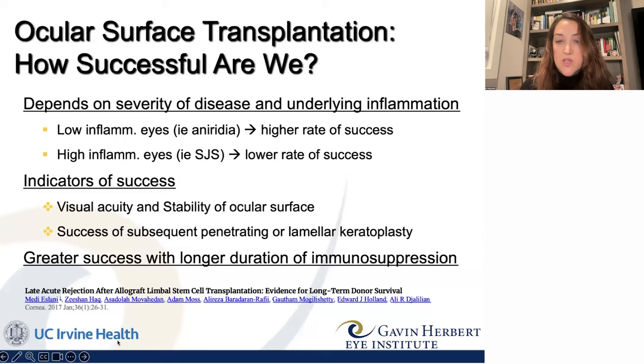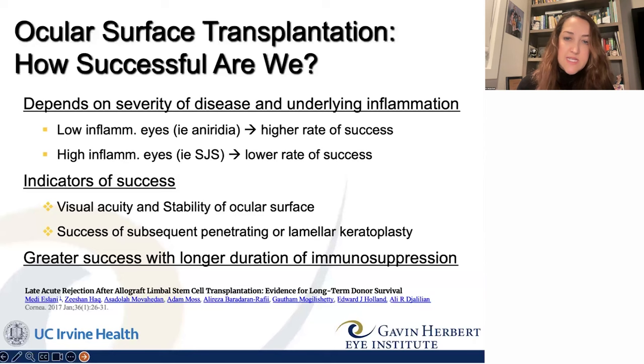systemic immunosuppression. Dr. Holland and his team have really shown that these patients do require long-term immunosuppression, very similar to kidney transplant patients. Often if they're taken off of their immunosuppression early, within a year, these patients will reject. So it takes years of immunosuppression in most of these cases to maintain that stability.